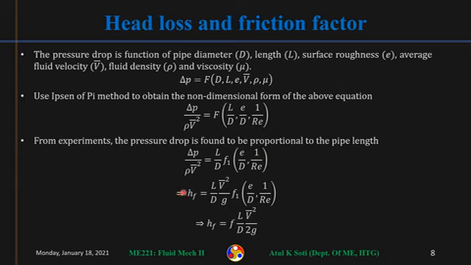Then what is the head loss? In terms of head loss, the head loss is simply delta P by rho g. So we divide this delta P by rho g, and we'll get the head loss. When we put that in, we get head loss hf is equal to L by D, V squared by g, and then this function f1.